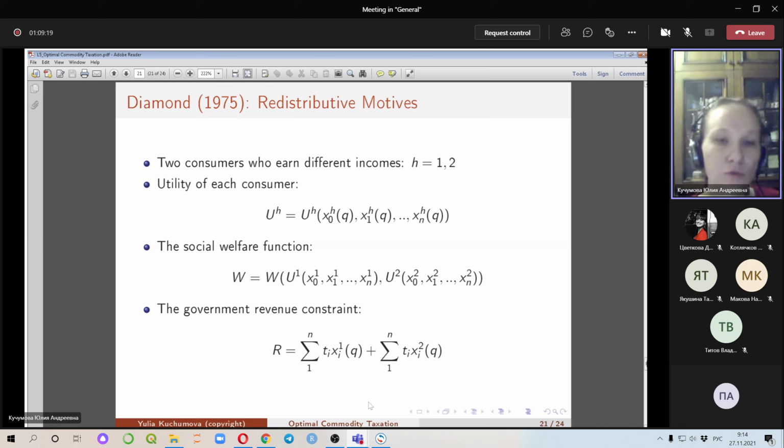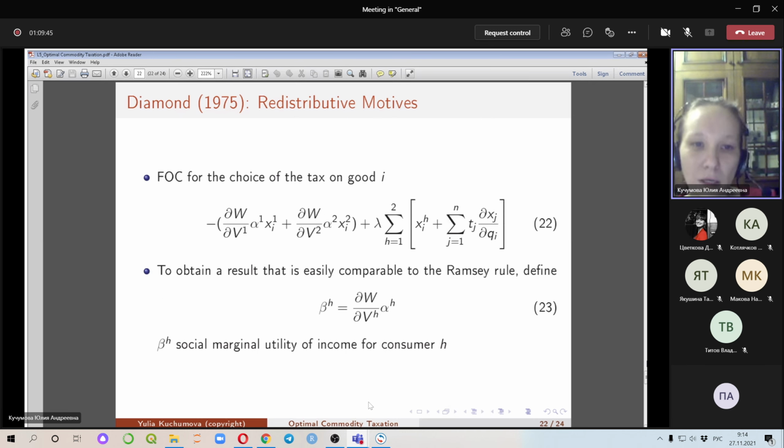The first step should be done: we need to solve the utility maximization problem. Basically we derive the indirect utility function of each consumer, then plug it into the social welfare function, and then maximize the social welfare function subject to the revenue constraint with respect to tax rates, right? Then if we do that, we obtain the first order condition for each good I.